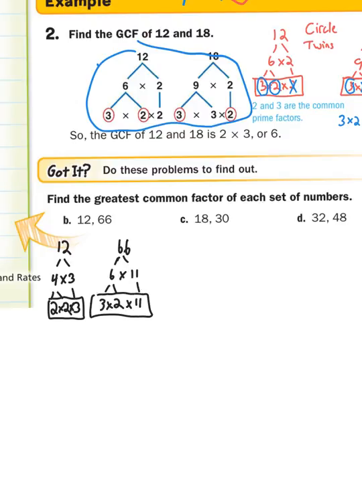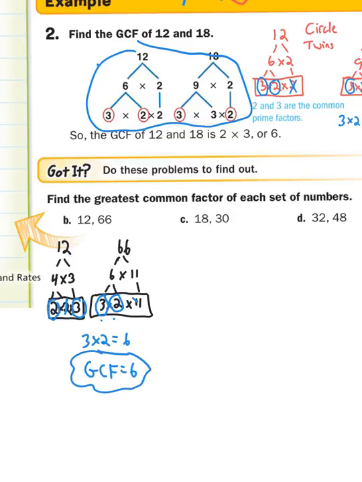Okay, so we did our 2 factor trees. Now, look for the twins. Do you see any? Well, I see this 2 has a twin here. This 3 has a twin here. This 2 does not have a twin, and that 11 does not have a twin. So again, we have 3 times 2, or 6. So your greatest common factor equals 6.